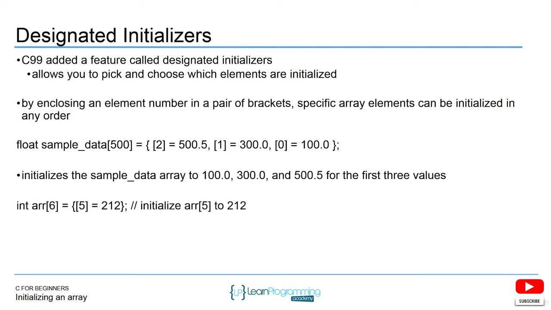Another example here, we have an int array called arr. It's of size 6, and when we declare it, we're initializing the 5th element, which is the last element, to 212. All the other elements are going to be 0.